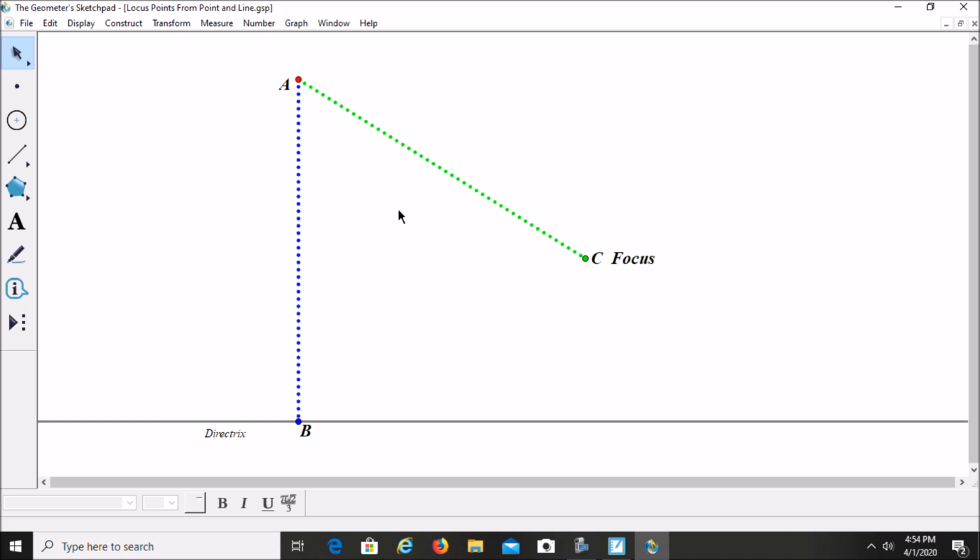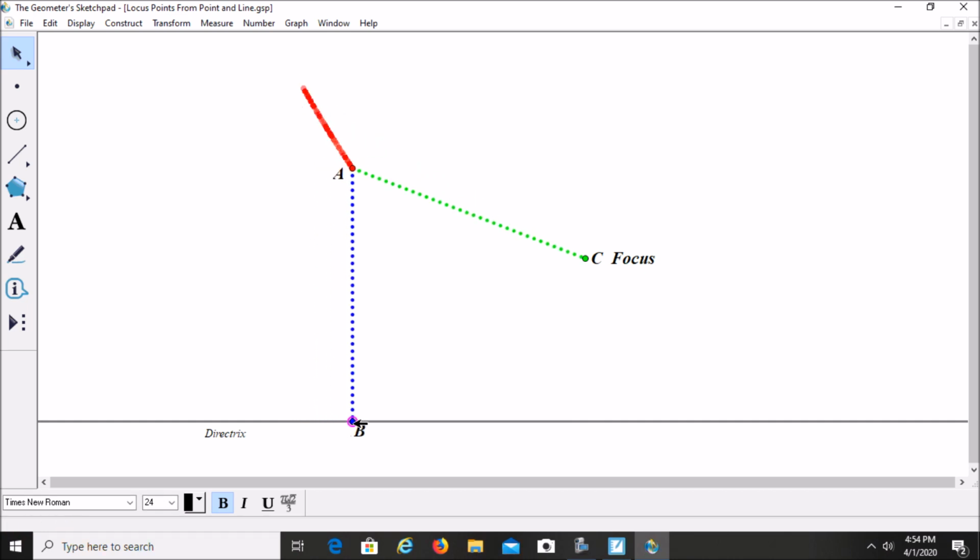Well, a parabola is the set of points, in this case they're going to be A, equidistant from a fixed point called the focus, located at C, and a given line called the directrix, located towards the bottom of the screen here in gray. B will always be a point on the directrix as close to A as possible. In other words, if we dropped a perpendicular from A to the directrix, that's where B would be located. As we set the points into motion, you can see that A maintains the same distance from C as it does from the given line, the directrix.